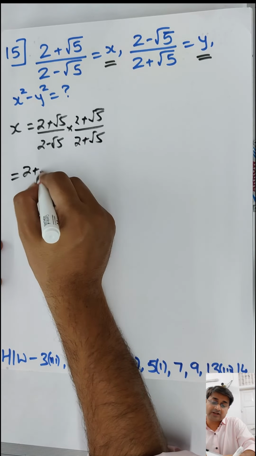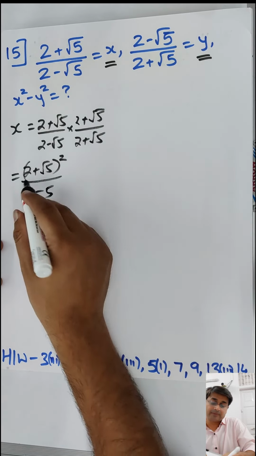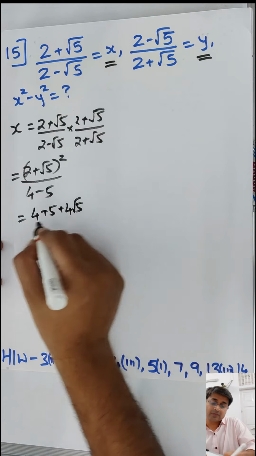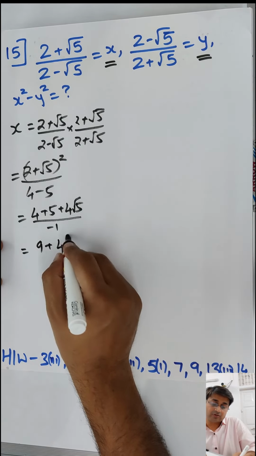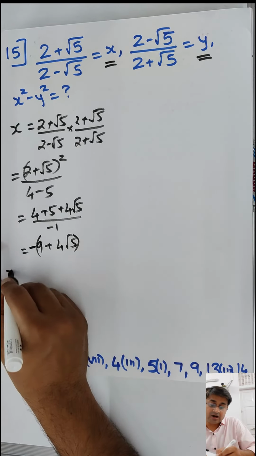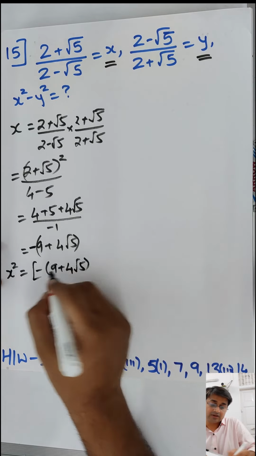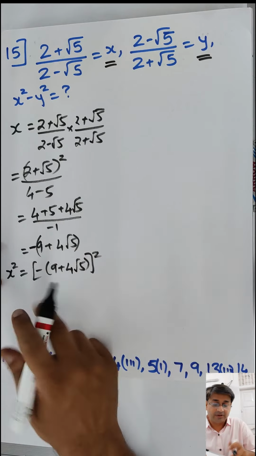So I will get 2 plus root 5 the whole square, a square minus b square. So this is going to be 4 plus 5 plus 4 root 5 upon negative 1. Okay. So 9 plus 4 root 5, and let this minus sign be outside. Now I can square it. So minus 9 plus 4 root 5 the whole square. Don't open this minus sign, otherwise you will mess up. Okay, let it be outside.